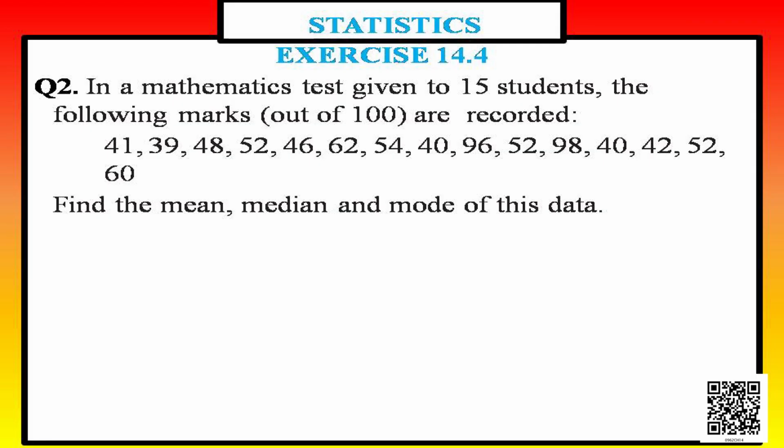Next question is number 2, that says in a mathematics test given to 15 students, the following marks out of 100 are recorded. They are 41, 39, 48, 52, 46, 62, 54, 40, 96, 52, 98, 40, 42, 52, 60. Find the mean, median and the mode of this data. Now let us solve it.